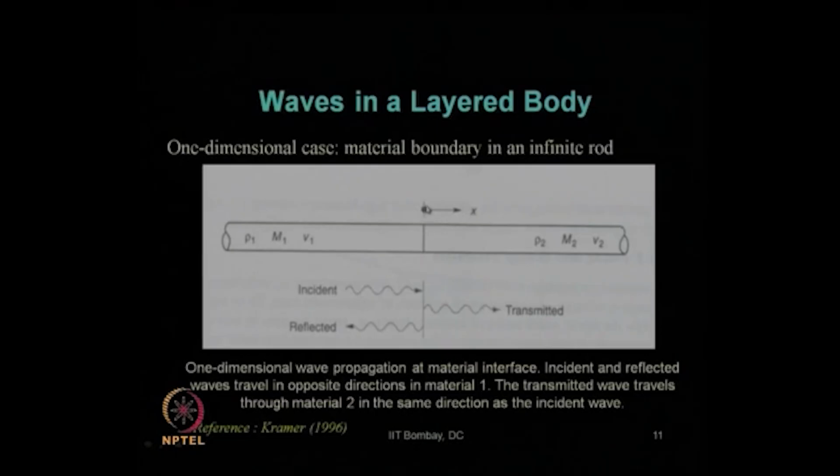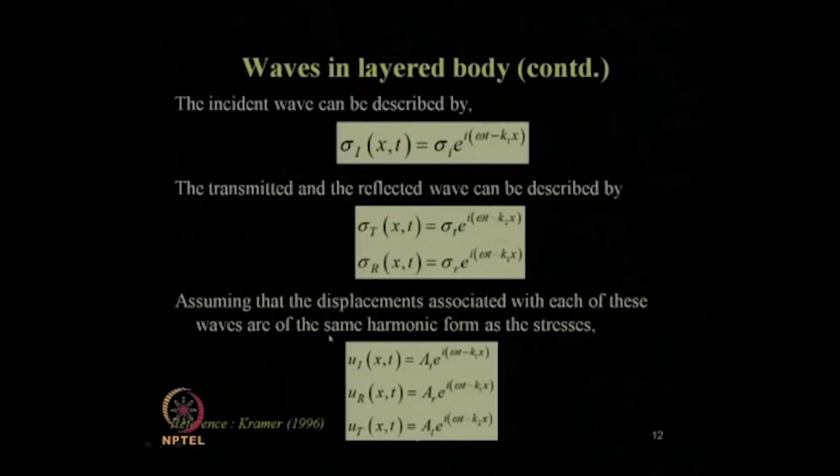We have defined the x coordinate system in such a way that this is the positive x direction, and this boundary itself is x equals 0. The incident wave comes from material 1, some of that goes into material 2 as the transmitted wave, and some of the wave comes back in the same medium as the reflected wave.